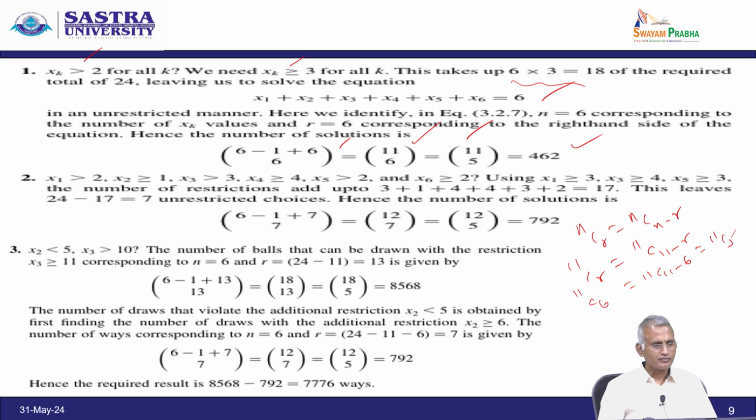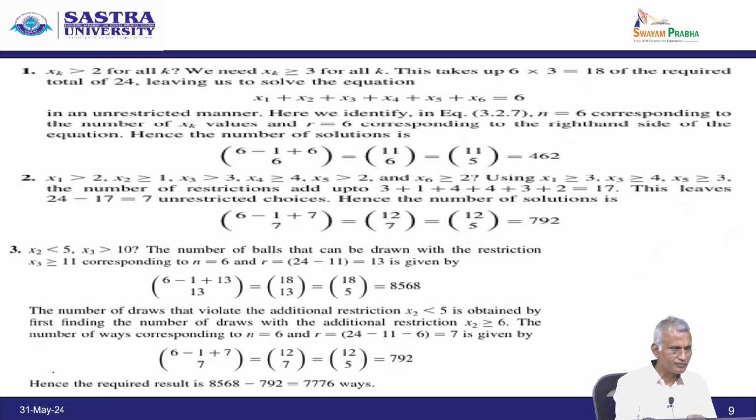Now, we have a lot of possibilities of x1, x2, x3, x4. Suppose x1 is greater than 2, x2 is greater than or equal to 1, x3 equal to 3, x4 is greater than or equal to 4, x5 is greater than 2 and x6 greater than or equal to 2, what happens?